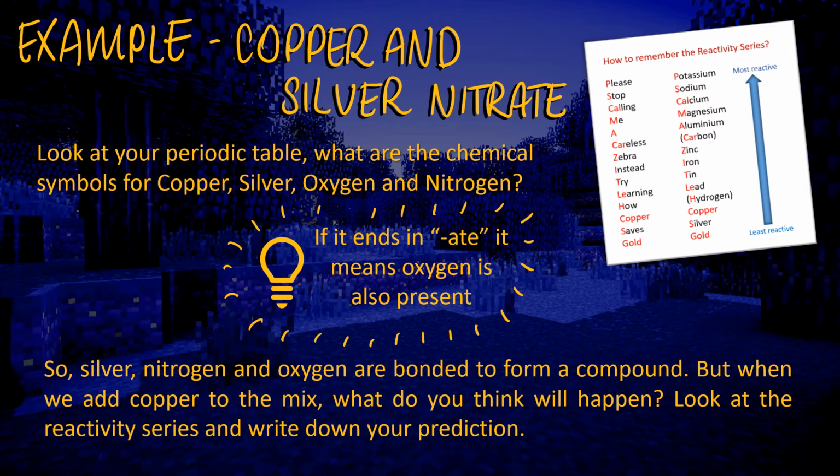So, for example, of displacement reactions, looking at your periodic table, just quickly look up the symbols for copper, silver, oxygen, and nitrogen, please, because those are all of the elements that are in copper and silver nitrate. So just quickly look them up, please, and I will continue in 5 seconds.